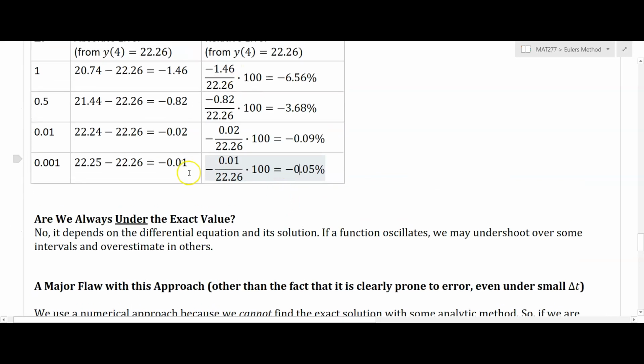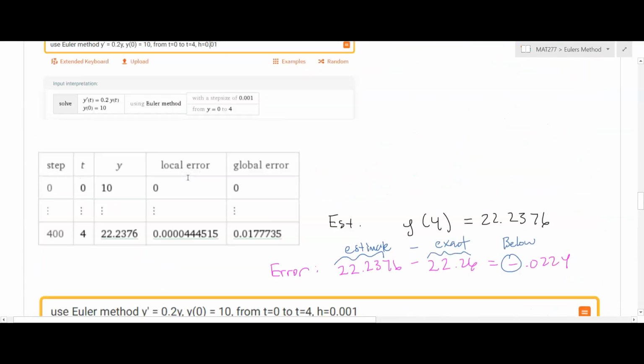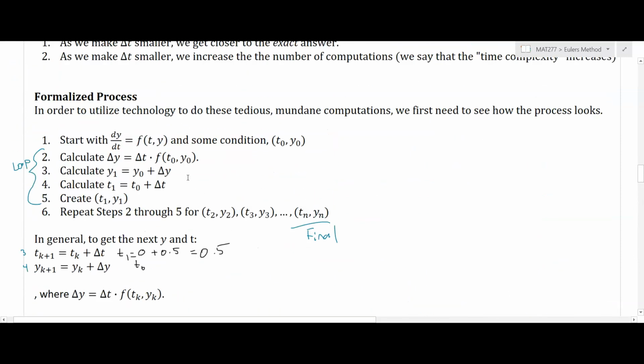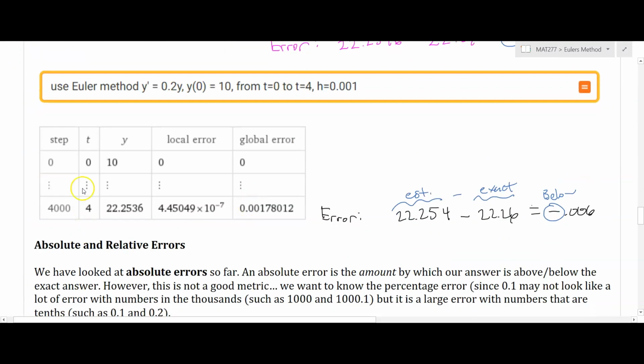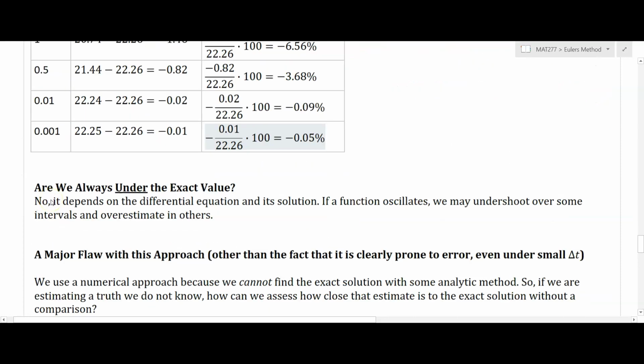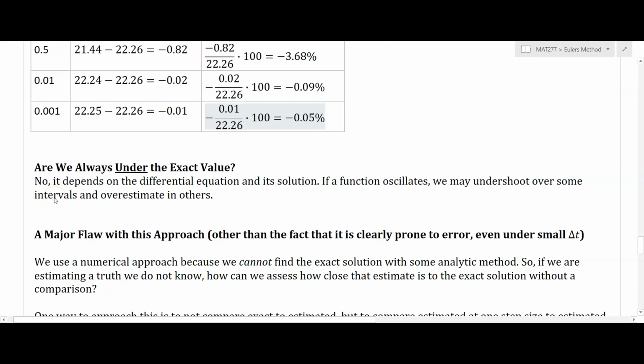And you can see that as we decrease the step size, we are indeed, as we pointed out as one of the trade-offs, getting closer to the exact answer. But notice that it took 4,000 computations to get there. So if we were doing this by hand, it would clearly be impossible. Oh, I shouldn't say impossible, but unfeasible.